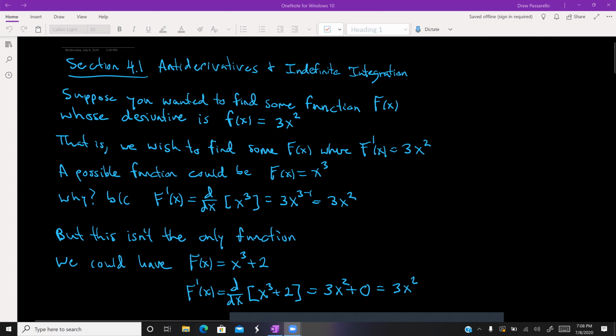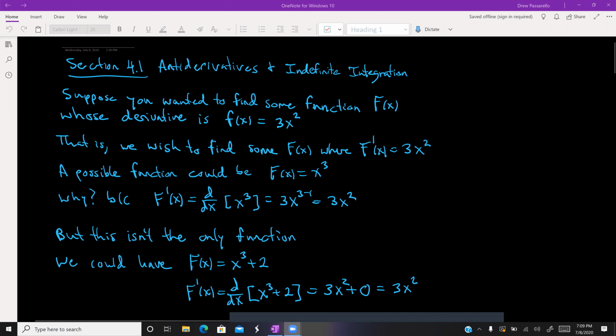So that is, we wish to find some function, capital F of x, where F prime of x, that's the notation for a derivative, is equal to 3x squared. So sometimes they'll use f prime of x in the place of lowercase f of x. A possible function could be x cubed.